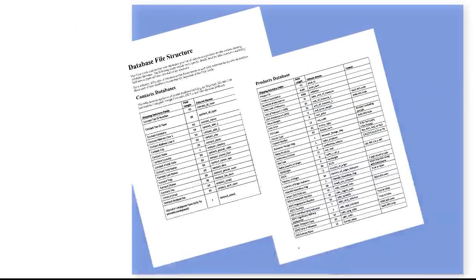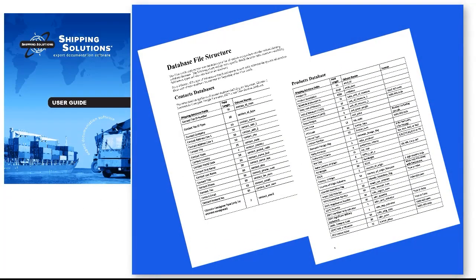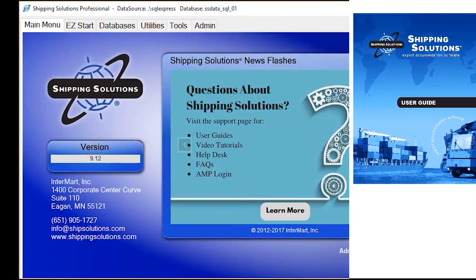You'll find a complete list of data fields in the Shipping Solutions user guide. Use the column names shown in the user guide for each field, and you will have an easier time importing your data. Let me show you one strategy for easily getting your data in the correct format.